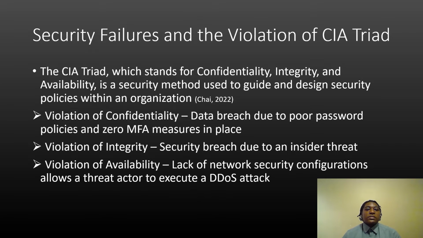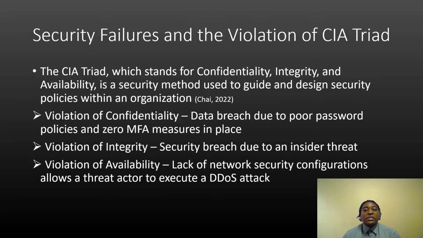When an organization suffers a data breach, it is due to one or multiple security failures. Security failures violate one of the main frameworks that security relies on, the CIA triad. The CIA triad, which stands for confidentiality, integrity, and availability, is a security method used to guide and design security policies within an organization. Confidentiality is the steps taken to ensure that unauthorized parties do not access sensitive information.